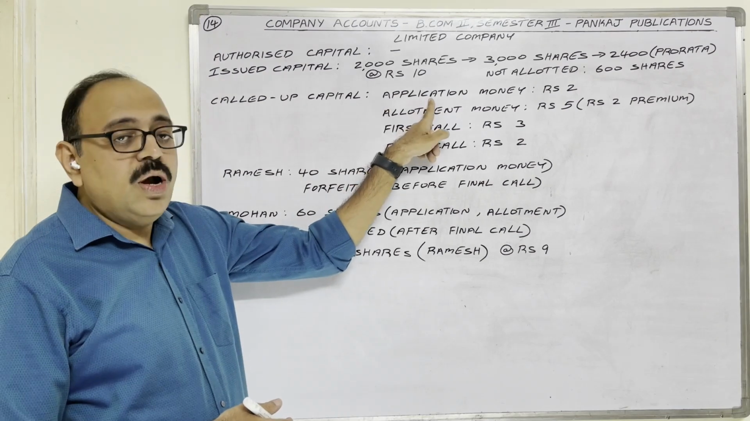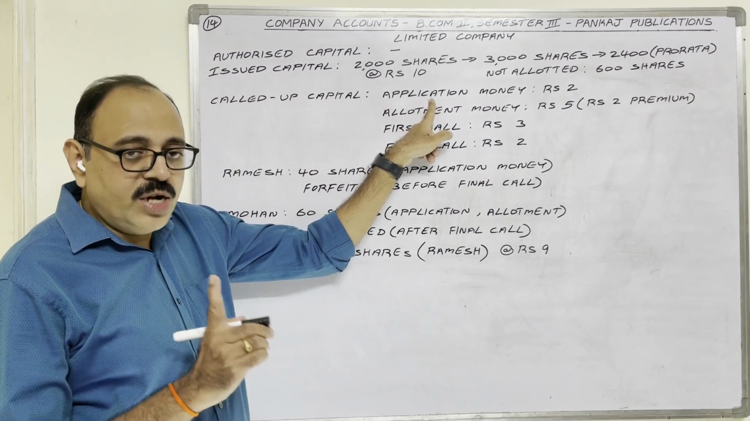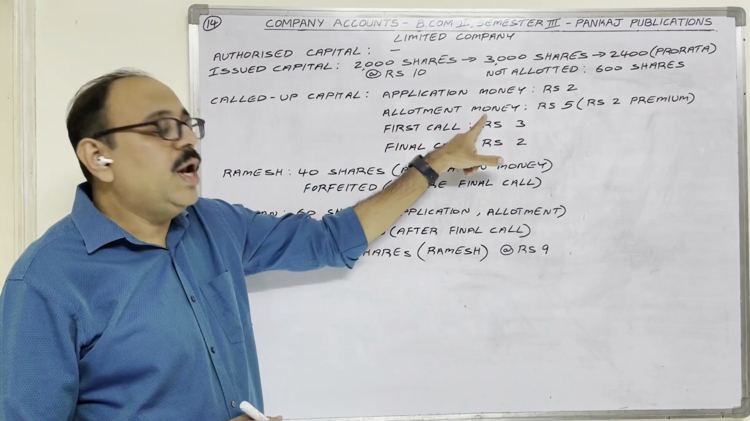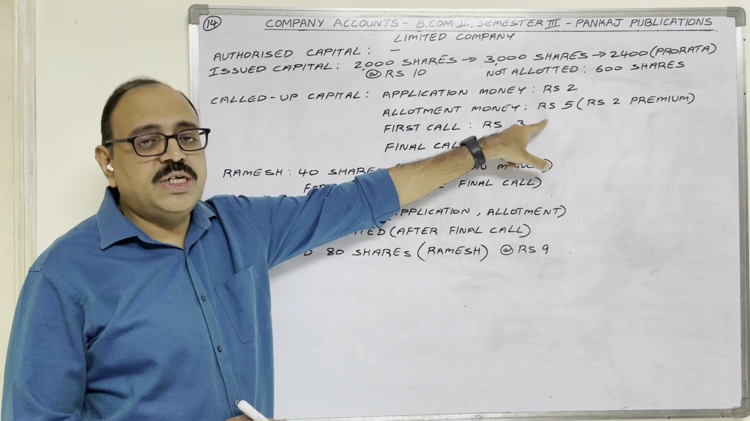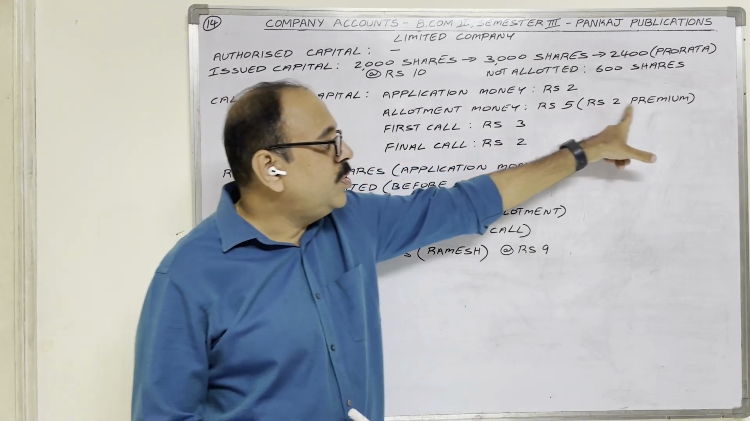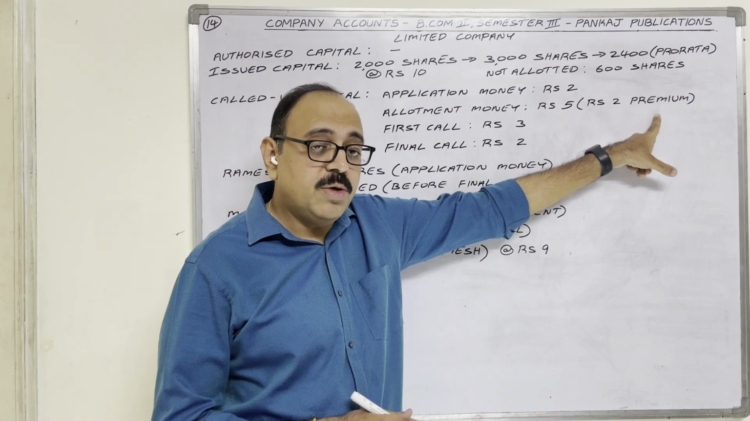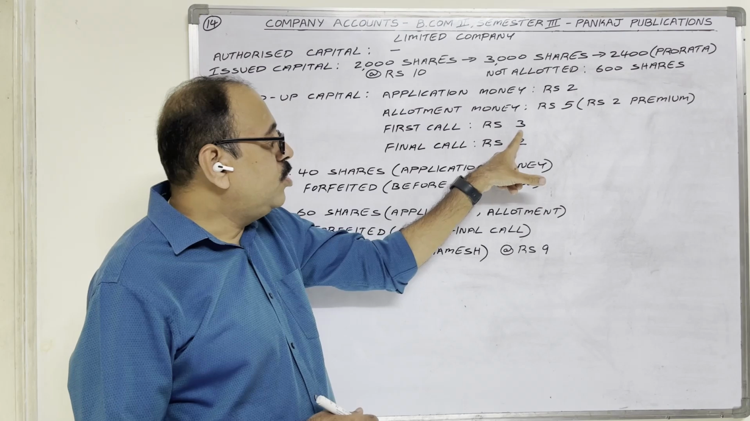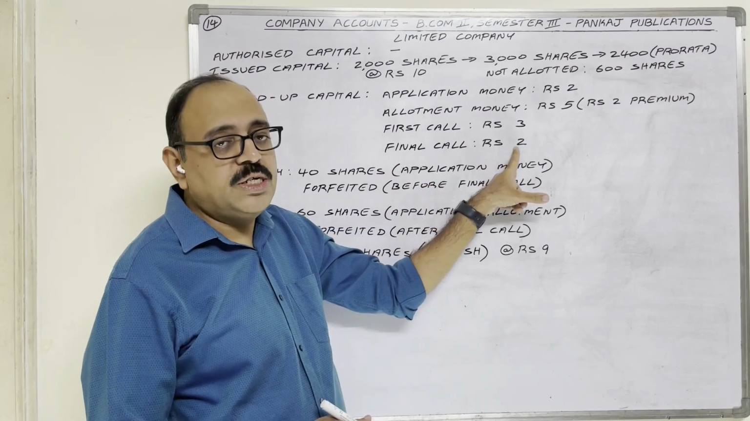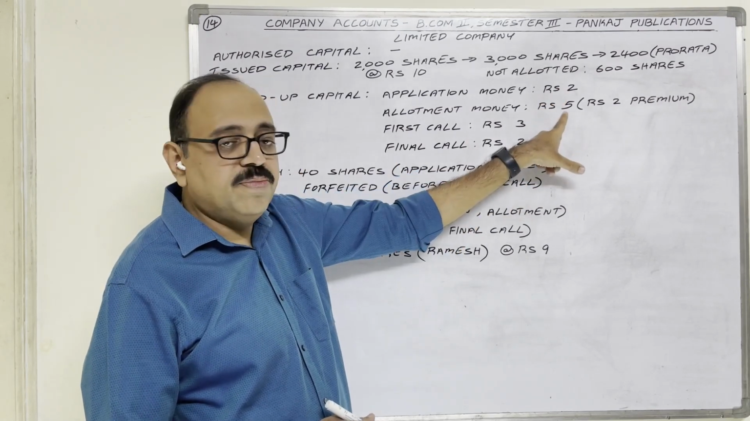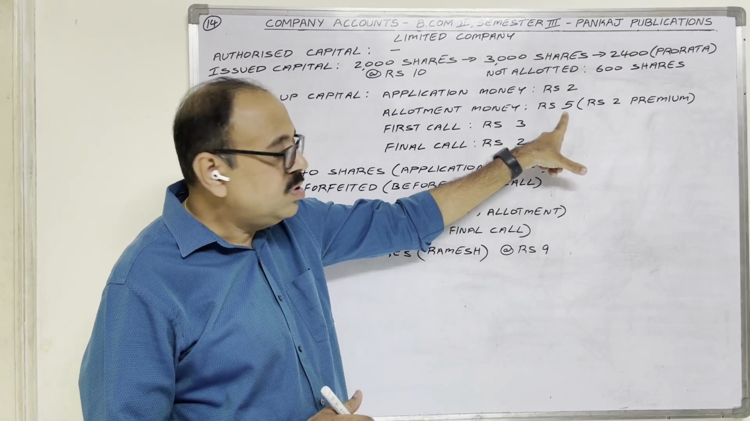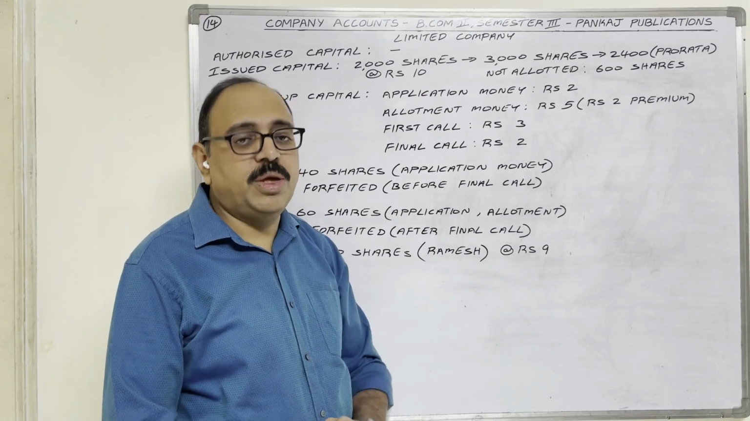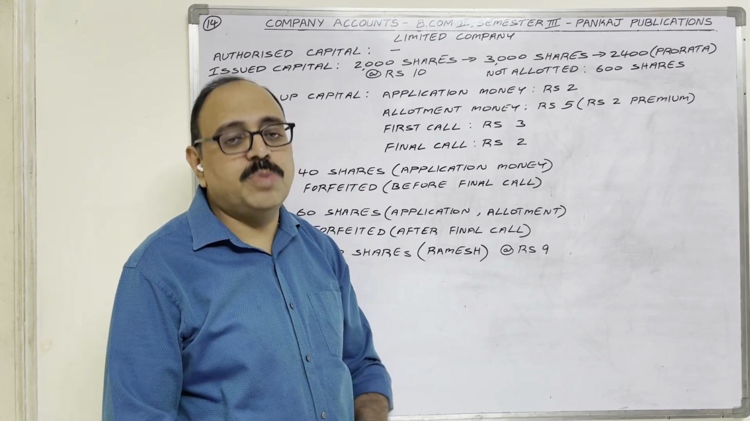The first installment is called application money. On one share, 2 rupees is the application money. The second installment, allotment money, is 5 rupees per share. In this 5 rupees, 2 rupees is premium, which means the actual allotment money is 5 rupees minus 2 rupees, 3 rupees. First call 3 rupees per share, final call 2 rupees per share. So 2 plus 3, 5, plus 5, total 10 rupees. Plus 2 rupees premium, which means the issue price is 12 rupees per share.